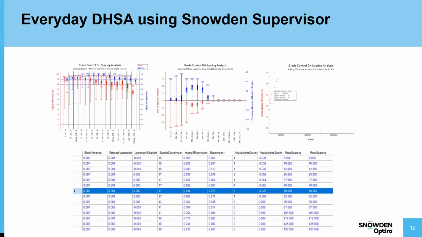So your outputs from Supervisor include a number of graphs. So you've graphed your kriging efficiency and slope of regression, which is this graph here, your negative weights, and your relative costs. And also it tabulates all of the options based on the drill grid spacing. So when you're selecting an optimal block size from this everyday drill hole spacing analysis, you would choose a block size where, so this is our broader spacing to the right, our finer drill spacing to the left, and you would choose a block size where your improvement in kriging efficiency and slope of regression starts to plateau.